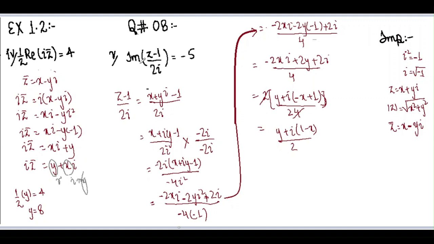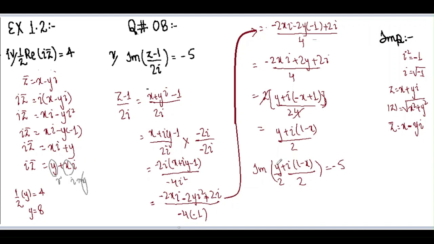So what is the imaginary part of this term? This term we have changed into this one. Now we are going to put it over here first and then find its imaginary part. Imaginary part of y plus iota into 1 minus x. Now I'm going to divide these two separately with both these terms. So y by 2 plus iota into 1 minus x whole divided by 2 equals minus 5.